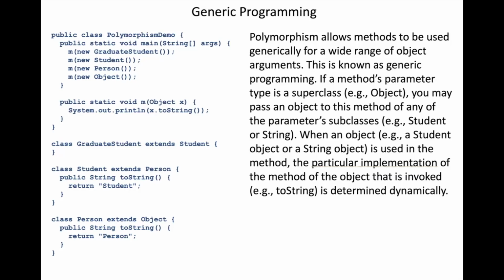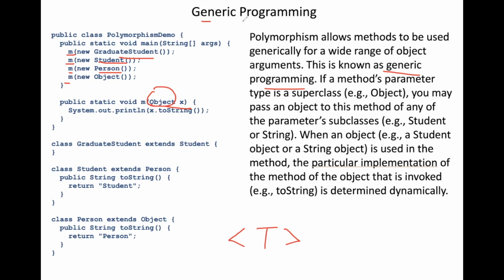It turns out polymorphism allows the method to be used generically for a wide range of object arguments, as we see here in the prior example, where the static m method takes in an object. When this m is invoked, you can actually pass in any of the object's subclasses, like person, student, or graduate student. This is known as generic programming, a concept that is very similar to Java generics, which was introduced in Java 5 that allows you to write classes, interfaces, and methods with type parameters inside this angle bracket, a letter T inside.